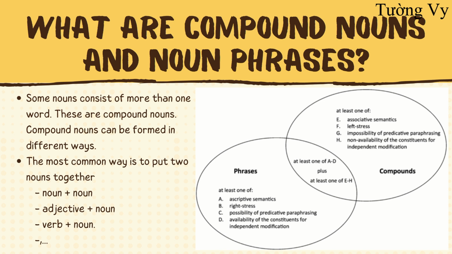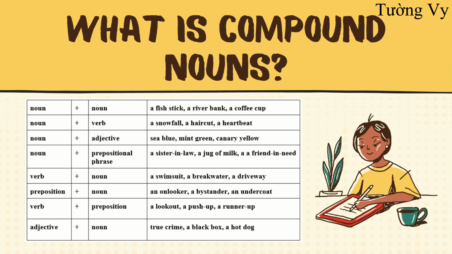The key difference between them is that compound nouns often have a fixed meaning, while noun phrases remain flexible and descriptive. Understanding this difference will help us use these structures correctly in writing and speaking. Now let's move on to see the different types of compound nouns in more detail. Now let's take a look at different structures of compound nouns with a few examples.